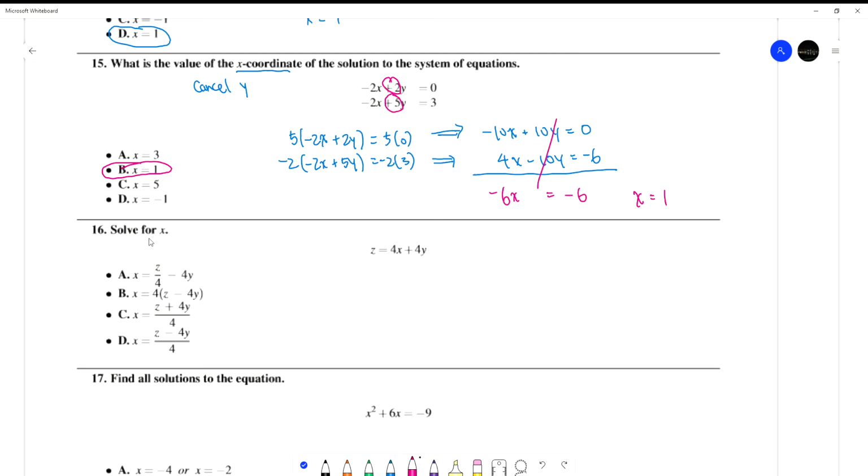16, solve for x. So I see x is on the right hand side. So I gotta subtract 4y. So z minus 4y is equal to 4x. And then divide by 4. And we have x is equal to z minus 4y, all of that over 4. So that's D.